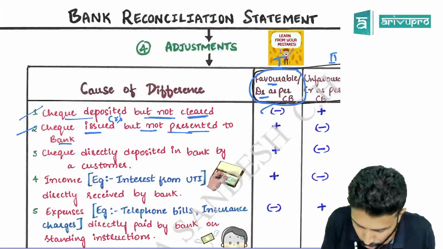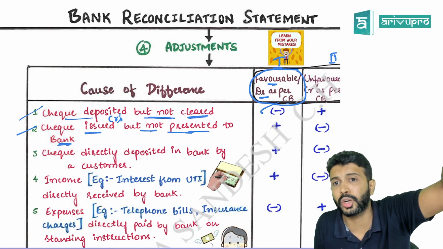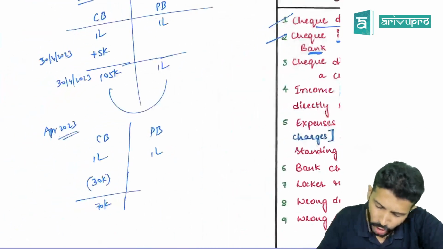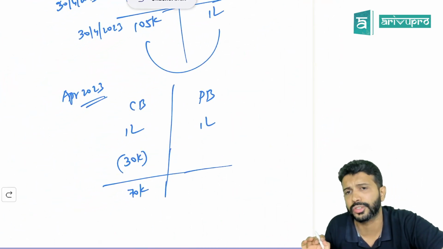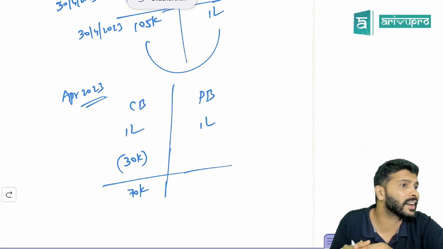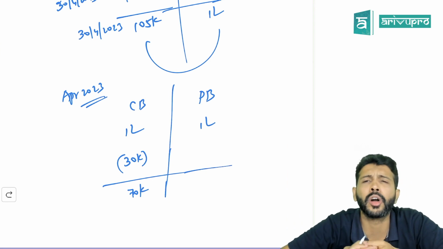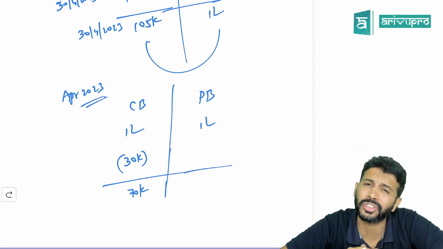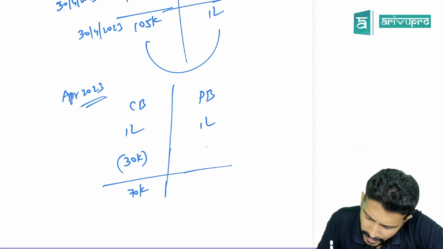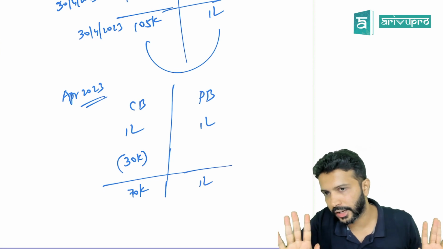Checks issued but not presented to the bank, meaning the creditor has not taken the check to the bank. Will my passbook balance get reduced? Passbook balance will only get reduced when the money has gone out of my bank. When will the money go out of my bank account? Only when the creditor deposits the check. Has he deposited or not yet? Not yet. That means my passbook is still 1 lakh. That's the scenario. Got the scenario now?